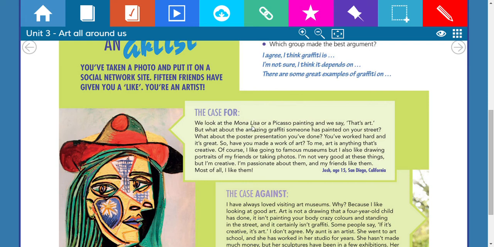We look at the Mona Lisa or a Picasso painting and we say that that's art. But what about the amazing graffiti someone has painted on the street or on your street? What about the poster presentation you've done? You've worked hard and it's great. So, have you made a work of art? To me, art is anything that's creative. Of course, I like going to museums, famous museums, but I also like drawing portraits of my friends or taking photos. I'm not very good at it. Aha! Here, I'm not very good at.